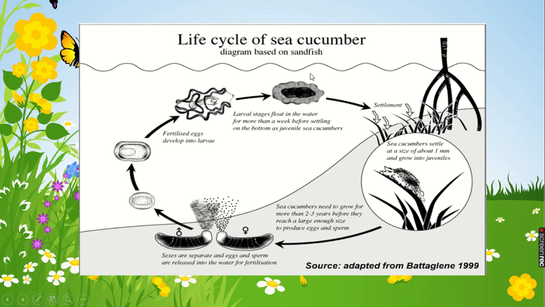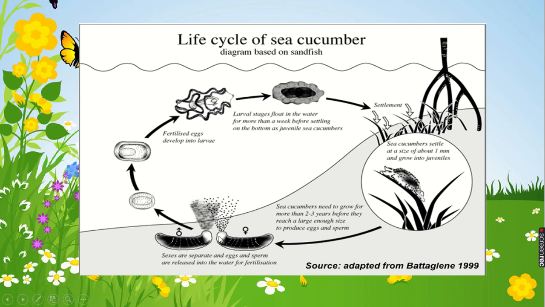That larva doesn't really, it floats in the water. It's above the water. It settles down when it grows a little bigger into the sea floor or the ground underwater. And then the sea cucumbers need to grow for more than 2 to 3 years before they reach a large enough size to produce eggs and sperm. Sexes are separate, and eggs and sperm are released into the water for fertilization.